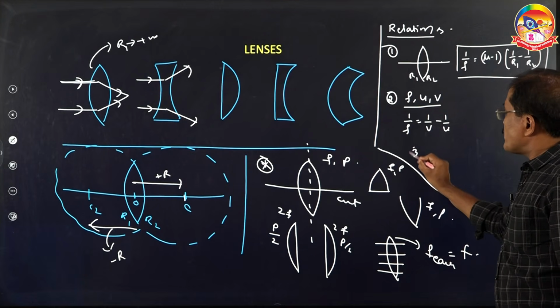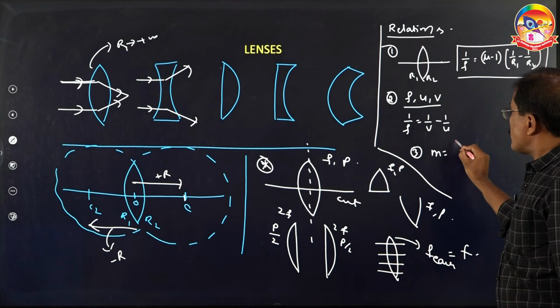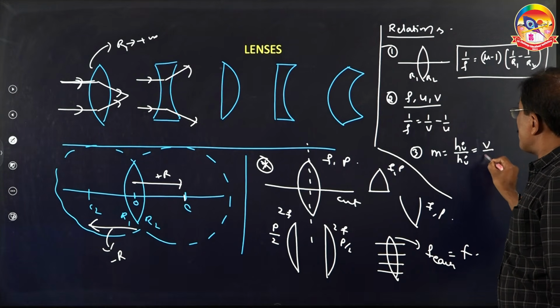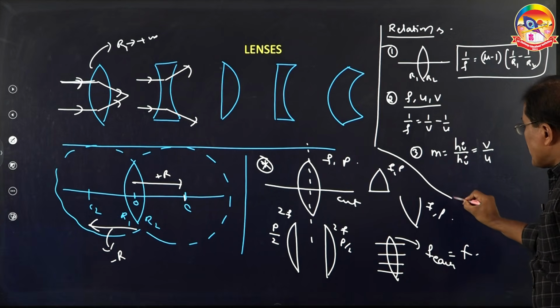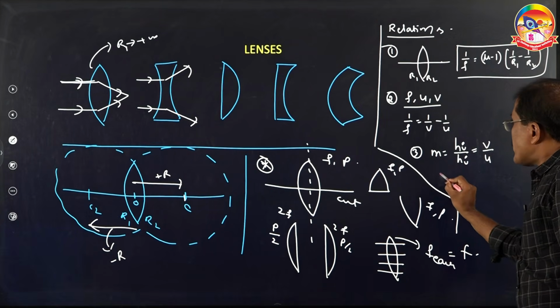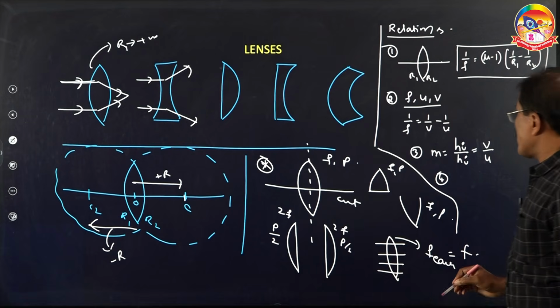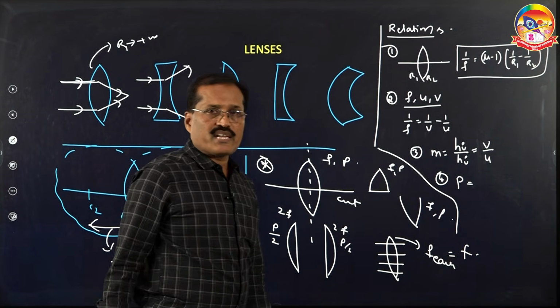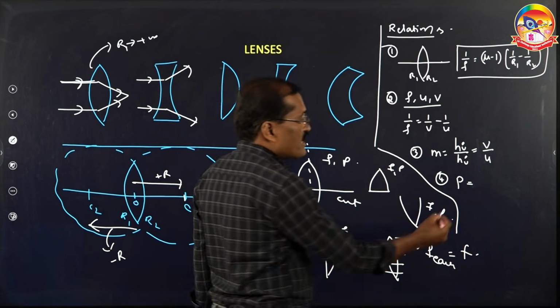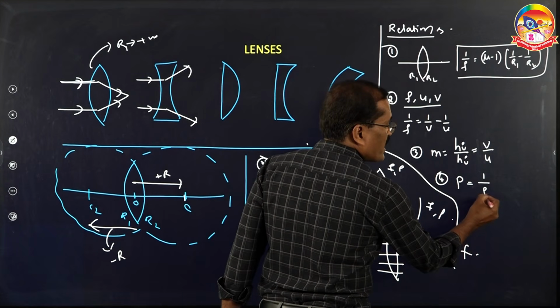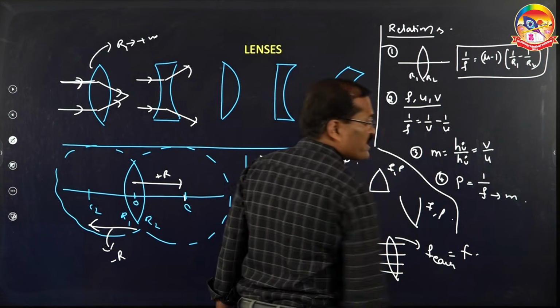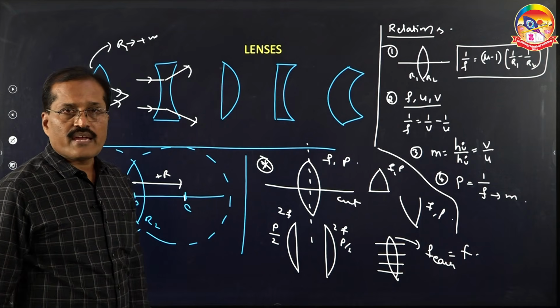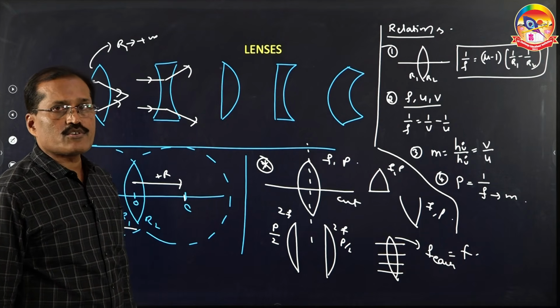Now, coming to the third one, same magnification is equal to height of image by height of object, which is equal to v by u. There it was minus v by u. In addition to this, we have some more relations. Fourth one, power also can be written. Power is equal to power of the lens, refractive power we can call it. Refractive power is equal to 1 by focal length, when focal length is to be taken in meters, and the power of the lens is measured in diopters.